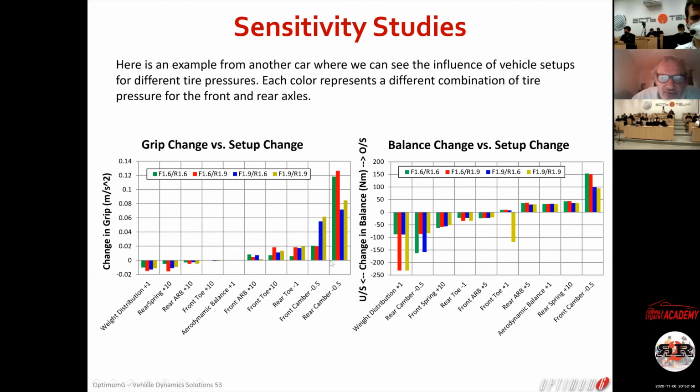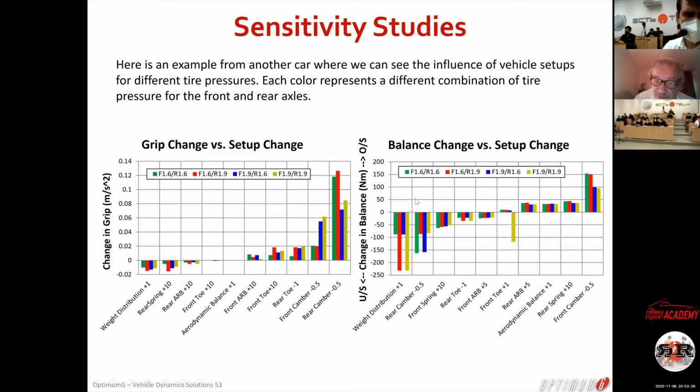And you are going to say, so if you want to change the grip, now let's be careful here, the maximum is 0.12, so that's 100th of a G, that's not a lot, okay? But if you want to increase the grip, you want to play with the rear camber, and it seems that 1.6 on the front and 1.9 on the rear will have a bigger advantage than, for example, 1.9 on the front and 1.6 on the rear.